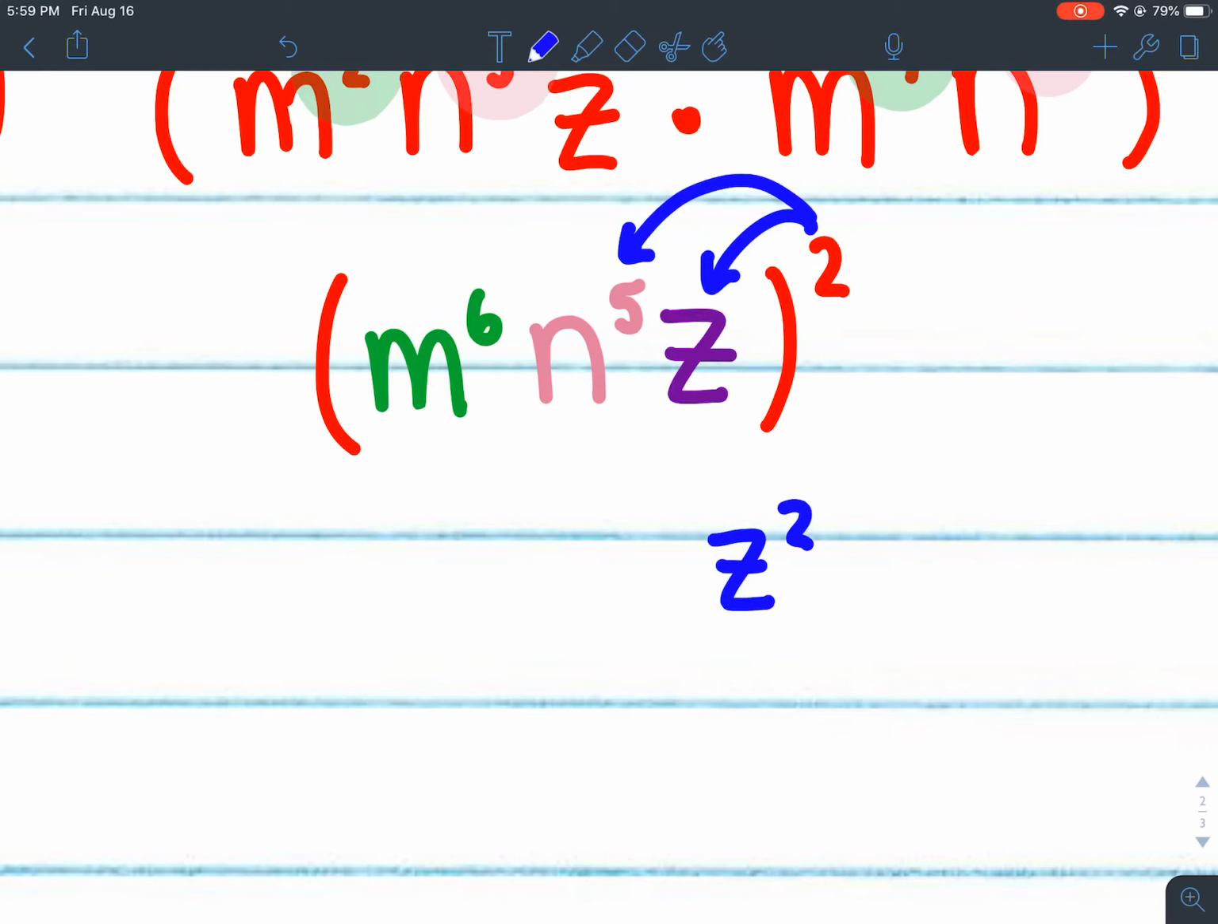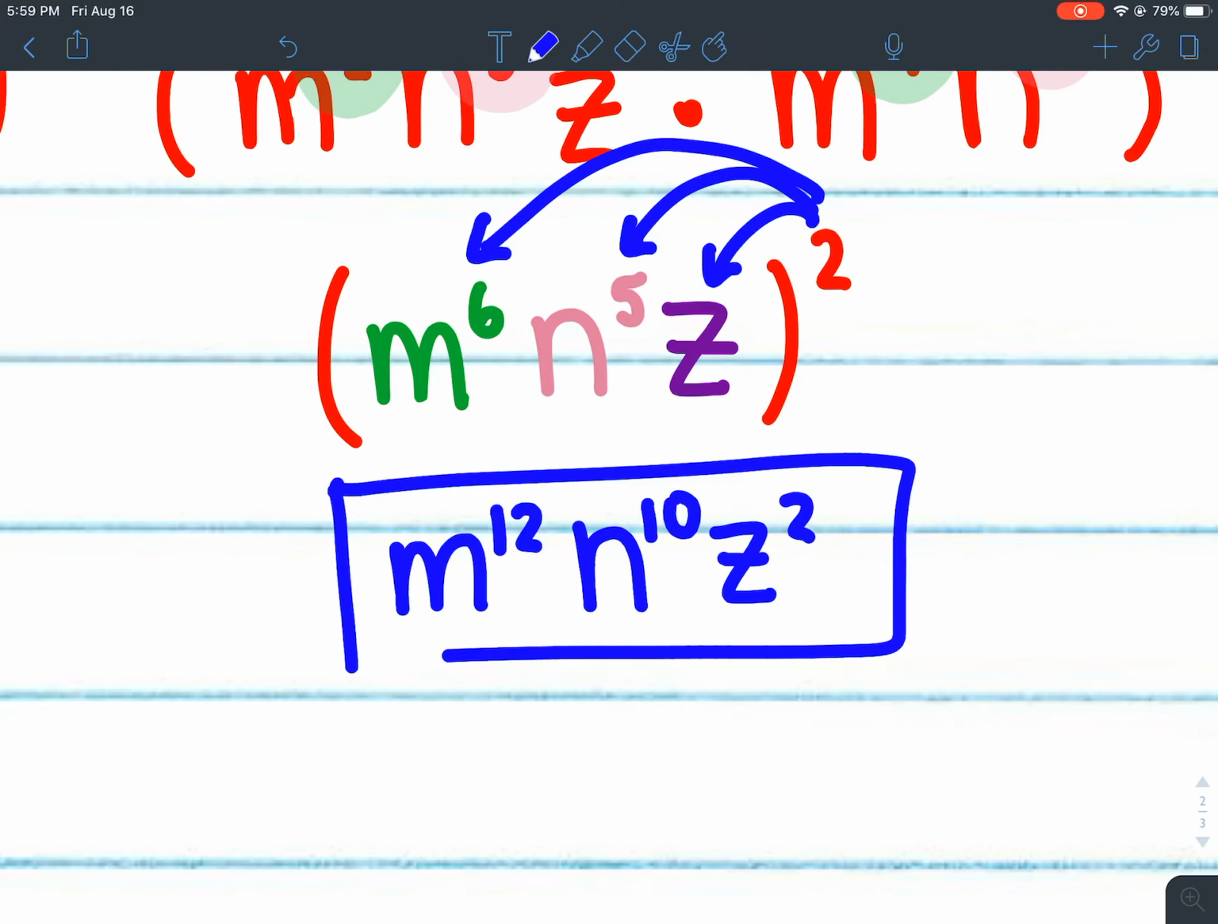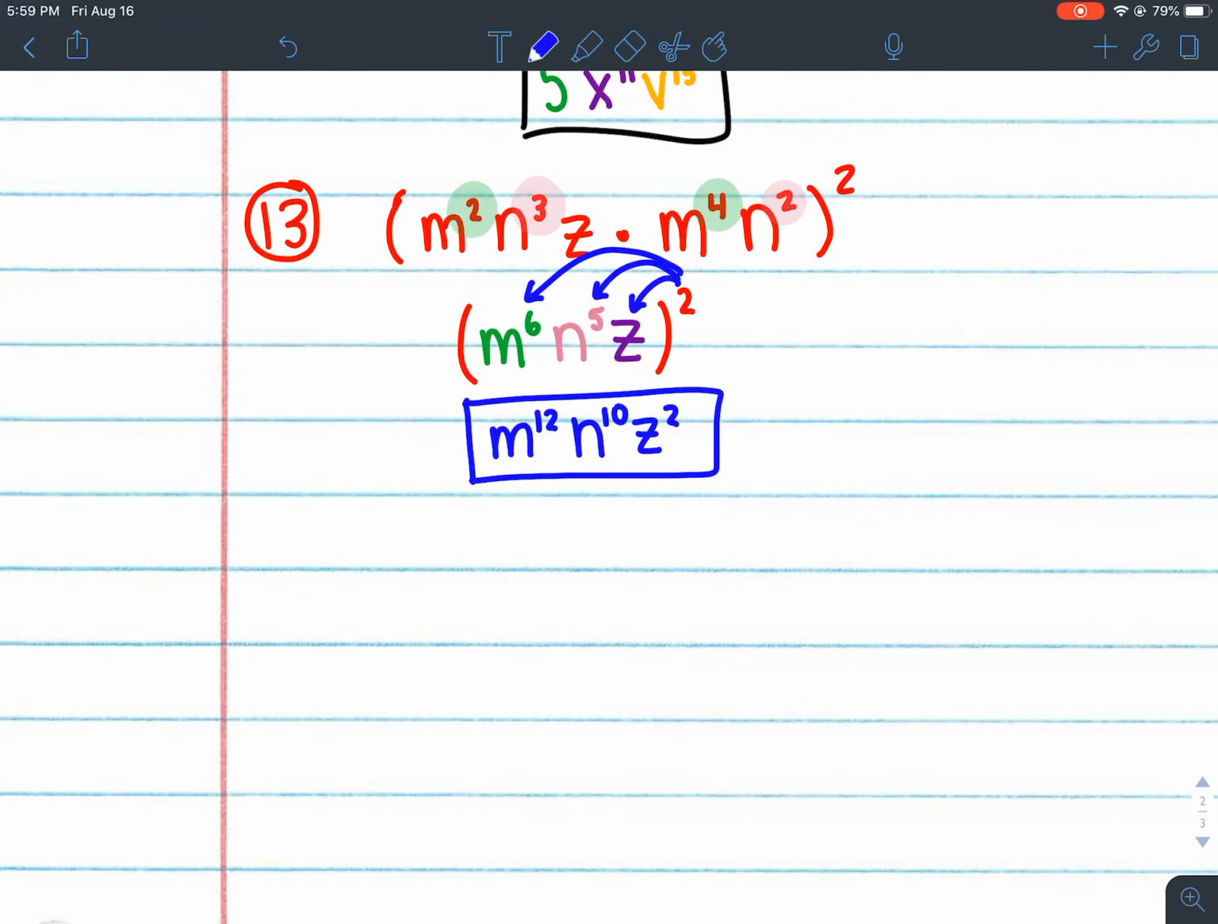And then here I have n to the 5th to the 2nd power, right? We're doing super, so we're going to multiply. So this is n times itself 10 times. And then I'm going to multiply my exponents here as well, and I have m to the 12th. So remember, we multiply there. All right, hopefully we're feeling a lot better.